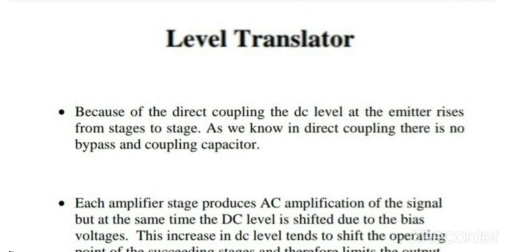This second stage is coupled directly to the first stage, and we know that in direct coupling there is no bypass and coupling capacitors. Because of this direct coupling, the DC level at the emitter rises from stage to stage. Hence, level translator circuit is needed to reduce this DC level to 0.